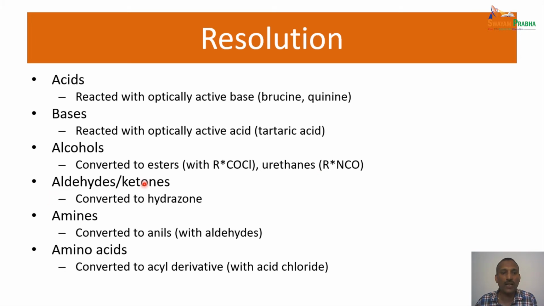If we have to separate aldehydes and ketones, we can use hydrazones which are chiral. With that, we can actually separate the enantiomers. And if it is amines, we can convert them into aminals by treatment with chiral aldehydes. And if it is an amino acid, we can convert them into acyl derivatives with acid chlorides. So these starting materials can be converted to various diastereomers by treatment with an optically active reagent. So this is what is called resolution of enantiomers.